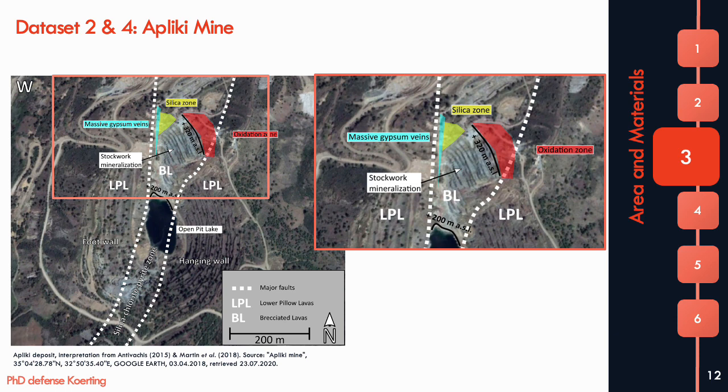In this chlorite-centered zone, the magmatic minerals are absent and chlorite dominates. This only describes the stockwork mineralization here in the center, but it's surrounded to the west by massive gypsum veins in the silica-rich zone, and on top of this open cut is an oxidation zone.